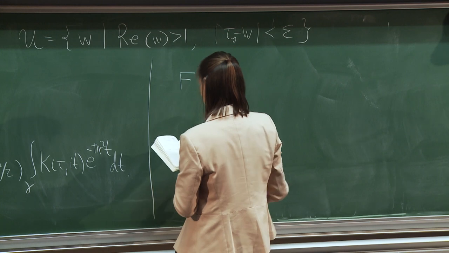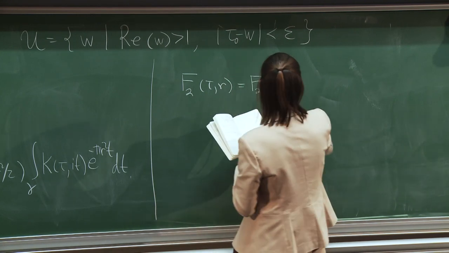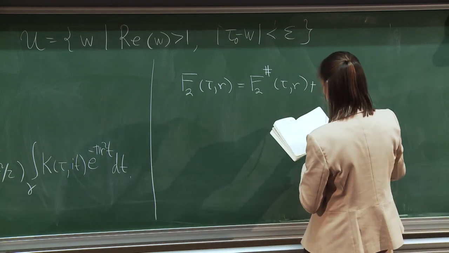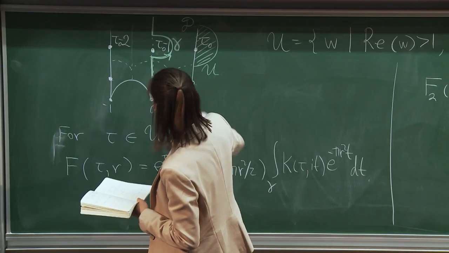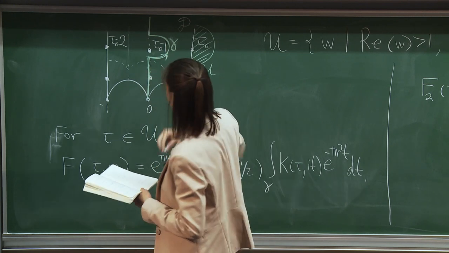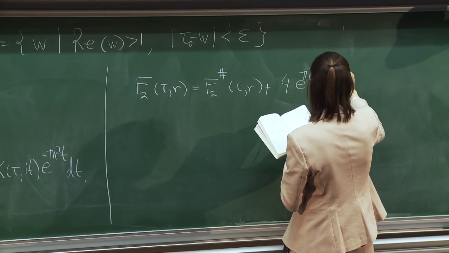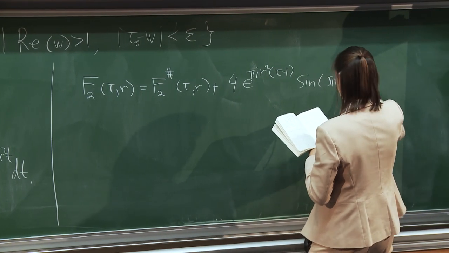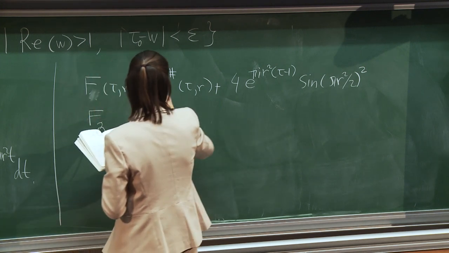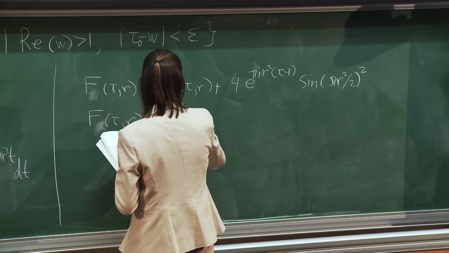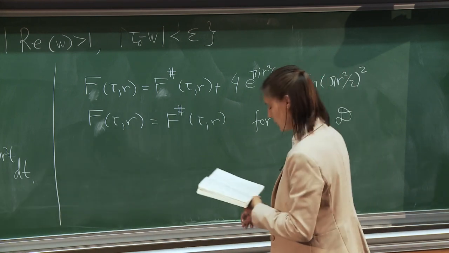And so now we see that the difference here will be the integral around this point tau minus 1. By knowing the residue, we can compute this explicitly. And so this is the answer. And also we know that f of tau actually equals f sharp of tau for tau belonging to the fundamental domain.